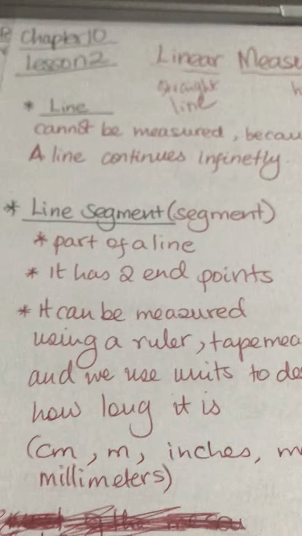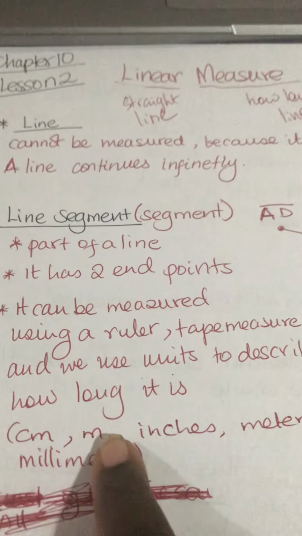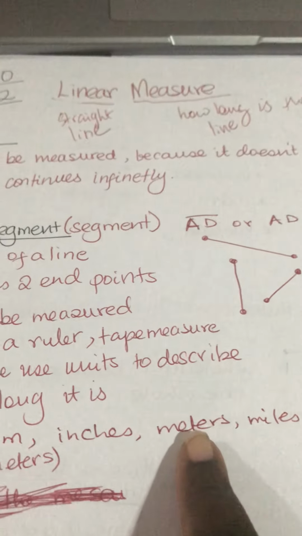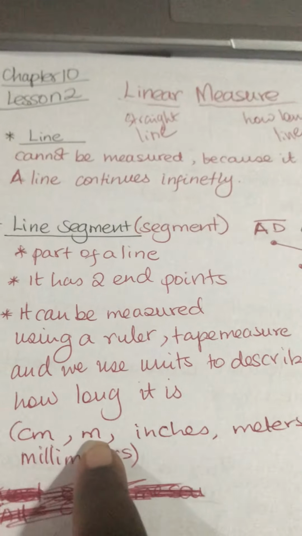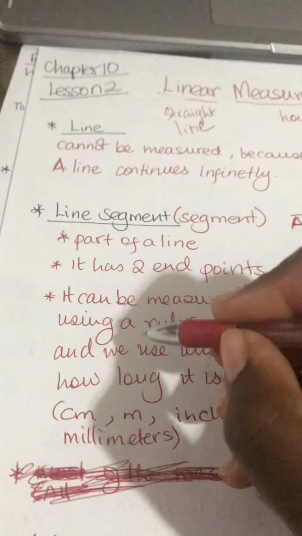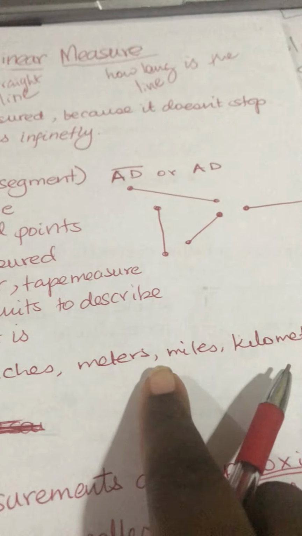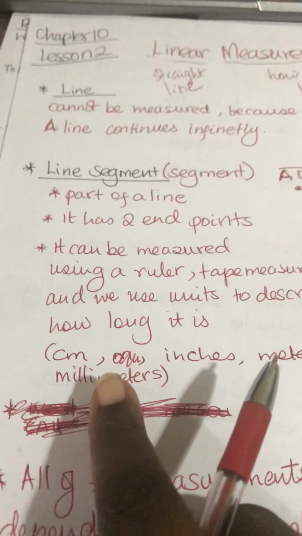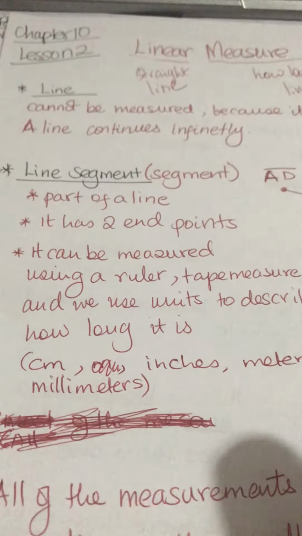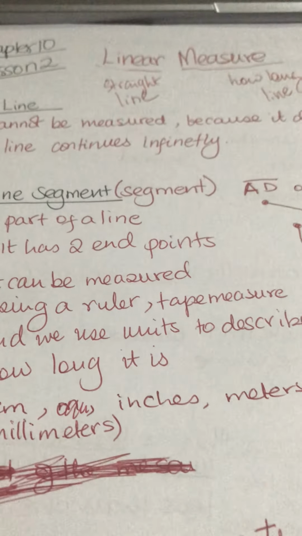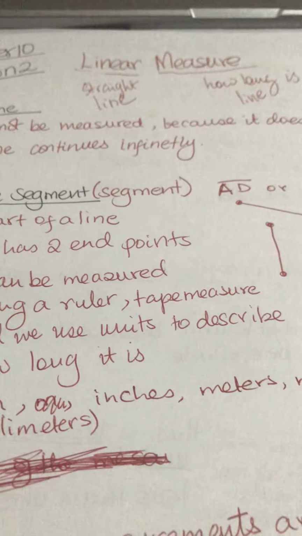So what kind of units do we use? Centimeters, meters, inches. Why did I repeat meters twice? So this M means meters. So let me remove it. So centimeter, inches, meters, miles, kilometers, millimeters are some of the units you can use to describe the measurement of a line segment.